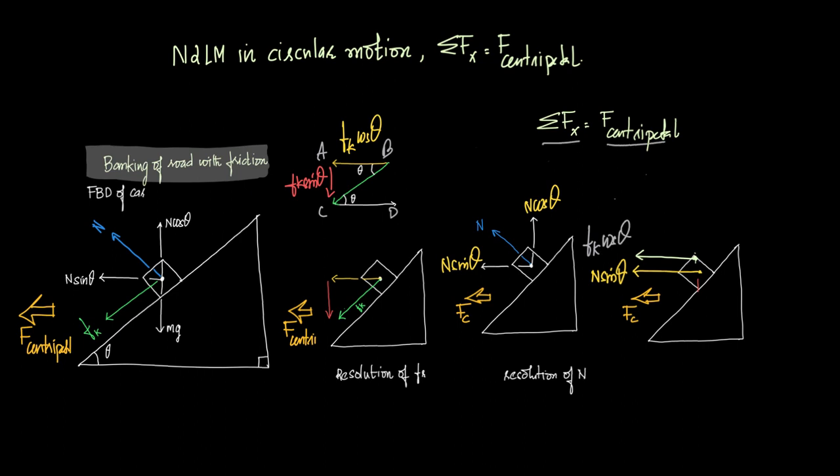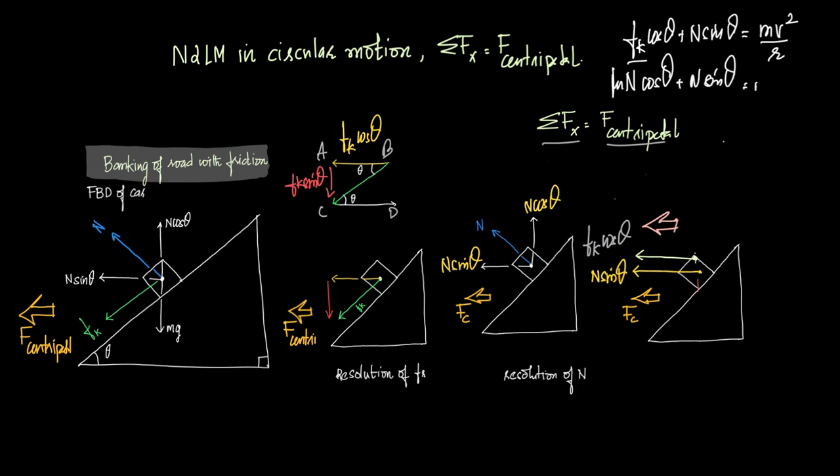And if sigma Fx is equal to F centripetal, then what can we say? See, since both of these two forces and the net direction of motion are along the same direction, right? Along the same direction. Therefore we can write that Fk cos theta plus n sine theta is equal to mv square by r. Now what is Fk? Fk is nothing but mu into n. So we have mu into n cos theta plus n sine theta is equal to mv square by r.